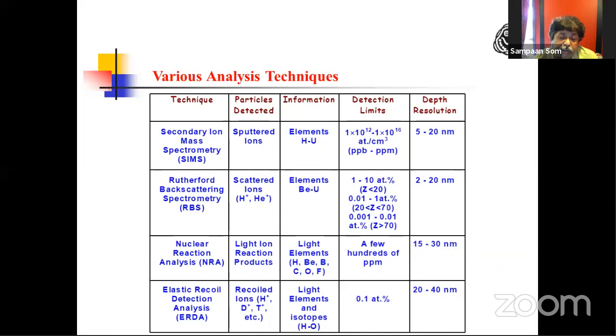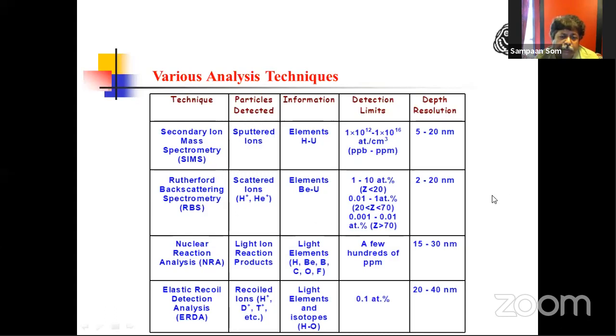And basically the range is pretty high. What I mean is, it can go from parts per billion to parts per million. And depth resolution is also pretty high, 5 to 20 nanometer. So basically, for dopant analysis and depth distribution in the semiconductor and optoelectronic industry, SIMS is almost a mandatory kind of technique. However, this is a destructive technique, I repeat it.